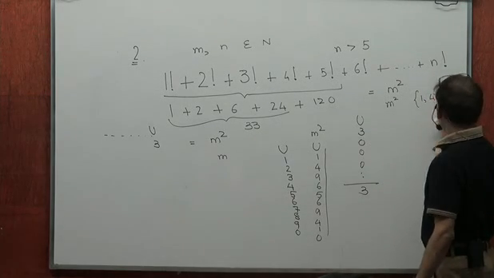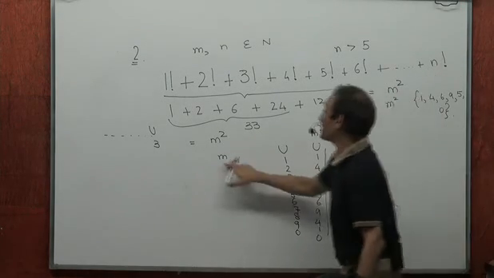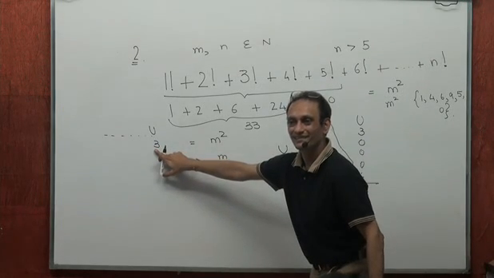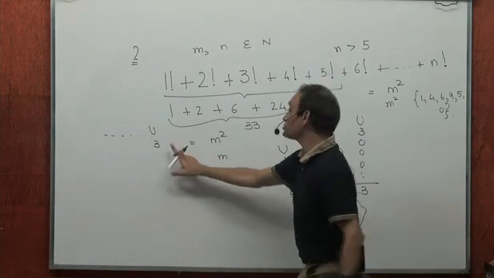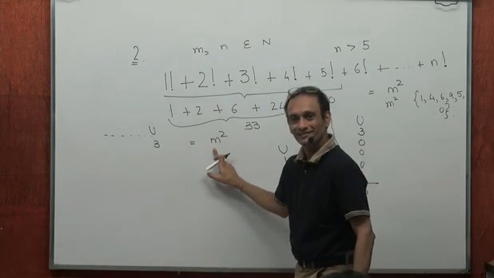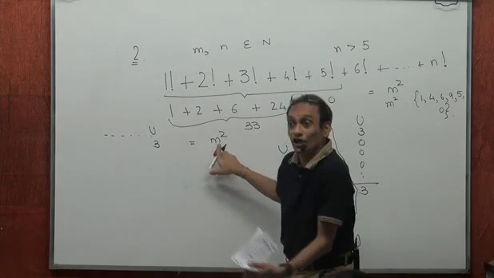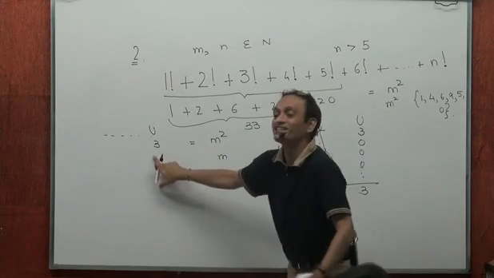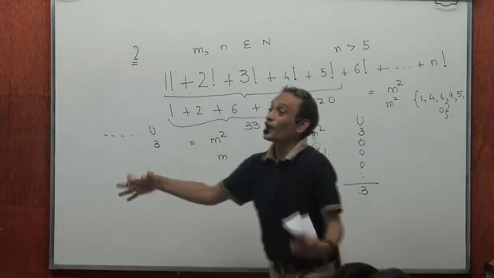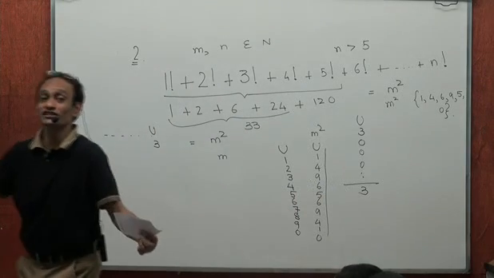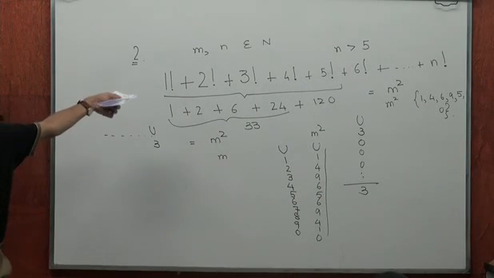M square will end only in these numbers. Can m square end in 3? M square will not end in 3. That means this is not possible. I can't find a natural number n whose square ends in 3. So there are no natural number solutions to this in m and n satisfying this condition.